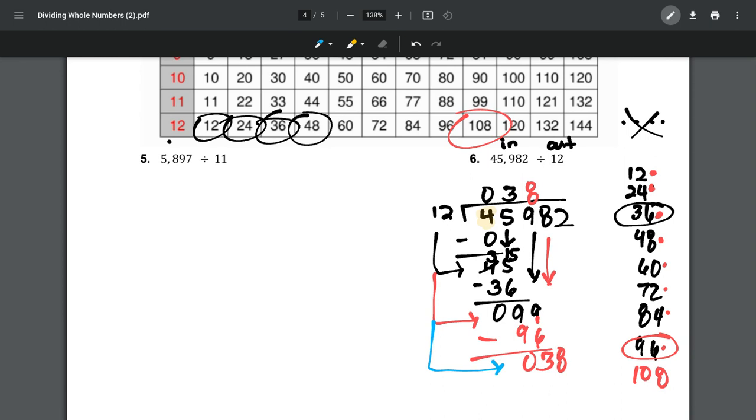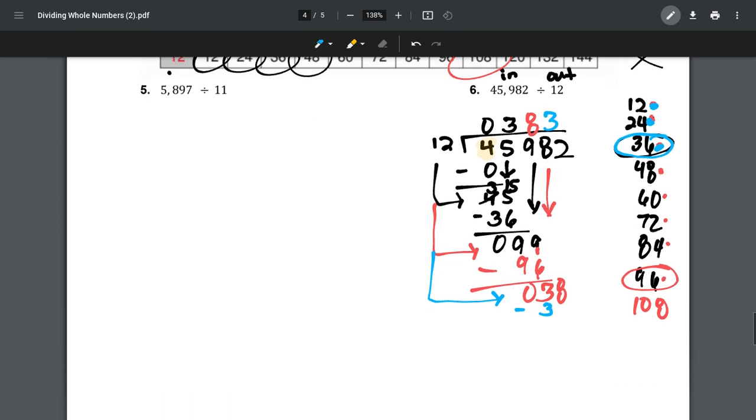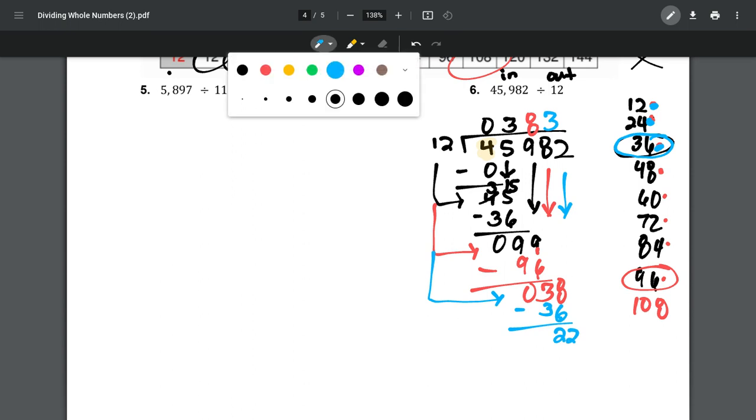How close can you get to 38 without going over? That's going to be back here at 36. That's 1, 2, 3 groups. Put your 3 there. Subtract the number you circle. And then bring down your 2. And you just repeat the process again.